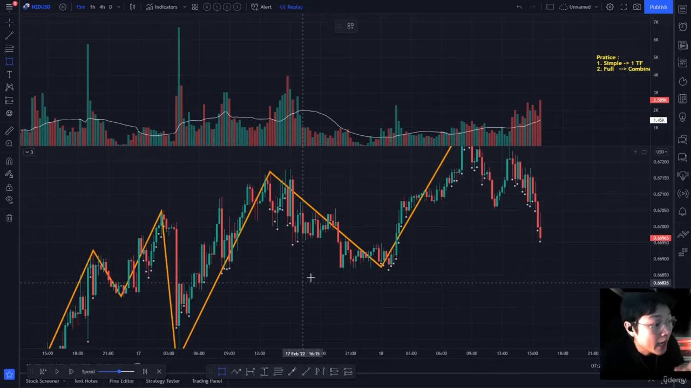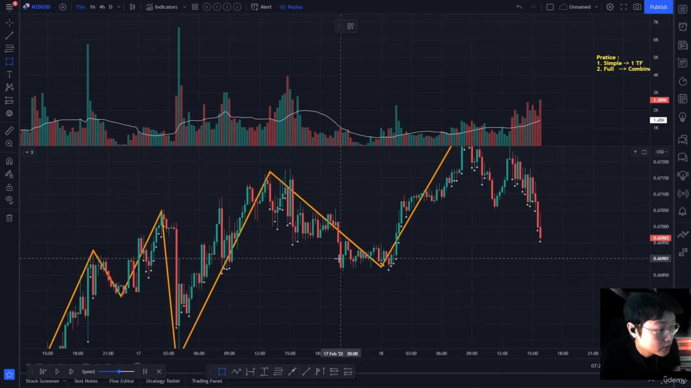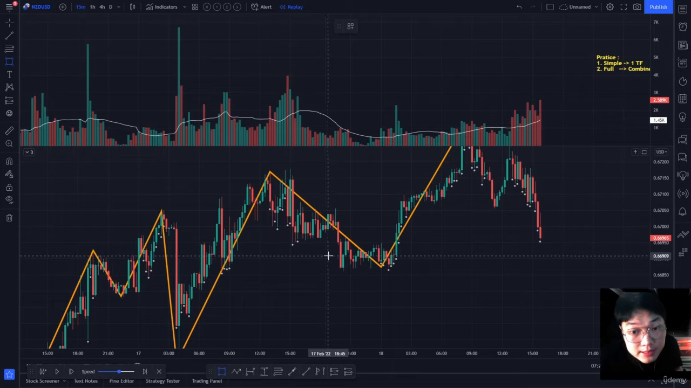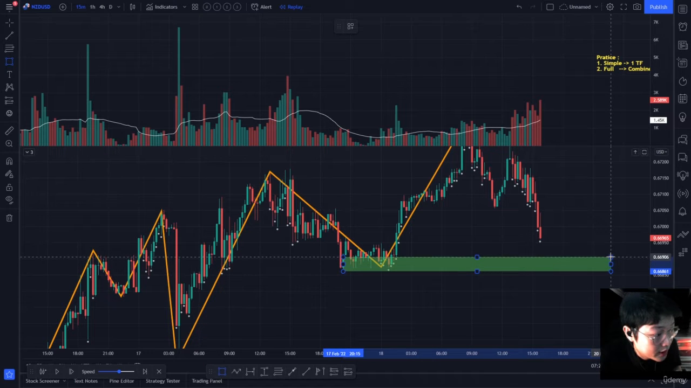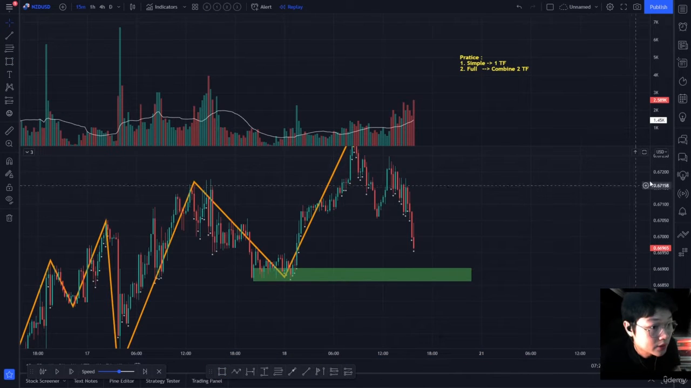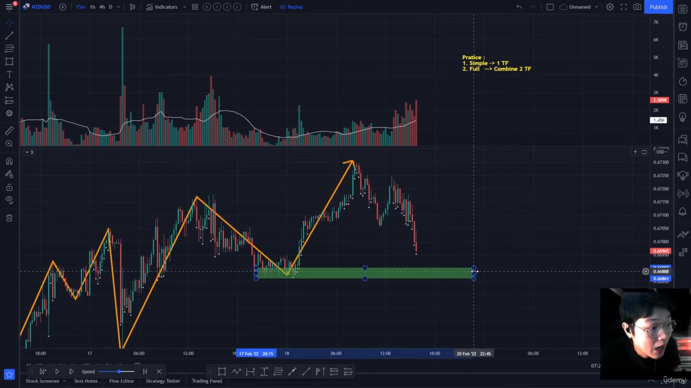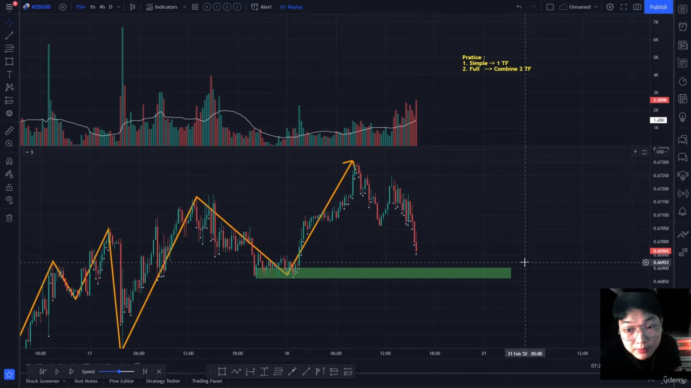At this time, we can draw from the last down candle, either this candle, to the lowest low of the base. Here is the lowest low of the base, and here is the open price of the last down candle. Therefore, here is our key level in the 50 minute time frame.